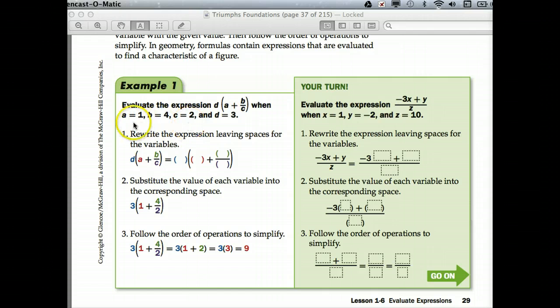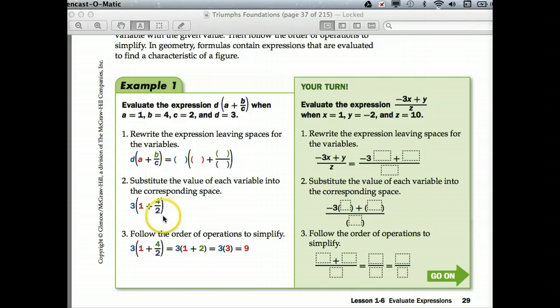Now we're told to evaluate it when A is 1. So whenever you see the A, you're going to put a 1 there. So that's why the 1 is here. B is 4. So B is this numerator, so 4 goes up in the numerator. C is 2. So here we have C in the denominator. So that's where the C goes. We're going to put a 2 there. And D is equal to 3. So D is on the outside of the parentheses. So we're going to put a 3. Now we're going to rewrite it, substituting the proper values in for the variables.